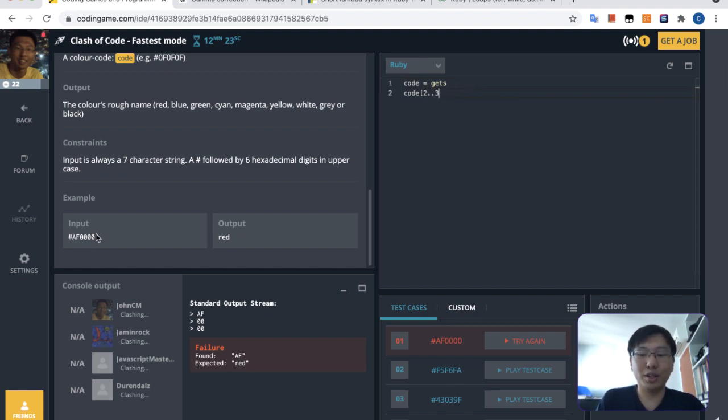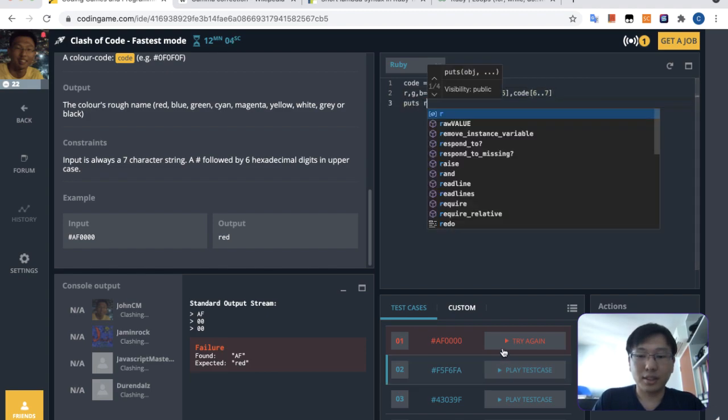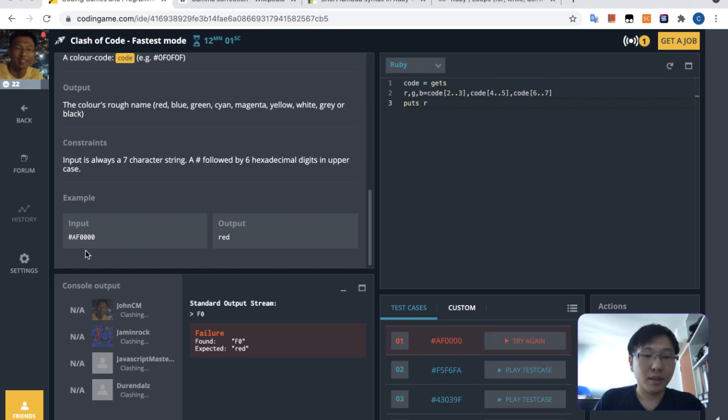So 2 to 3. Maybe we can have RGB equals code 2 to 3, code 4 to 5, code 6 to 7. Let's see whether this works. Yeah, we could just manually split it ourselves like that, because it is after all still an RGB color. Okay, so we have this AF here. AF is R.